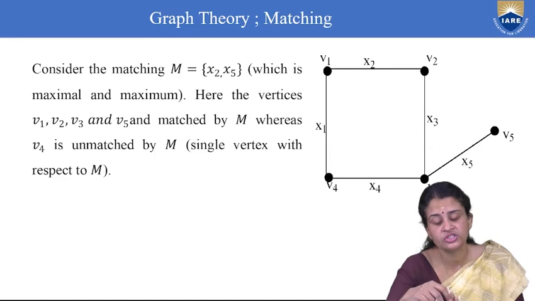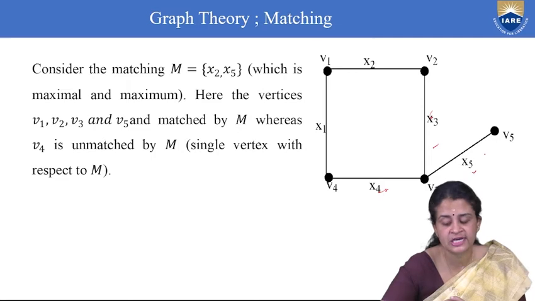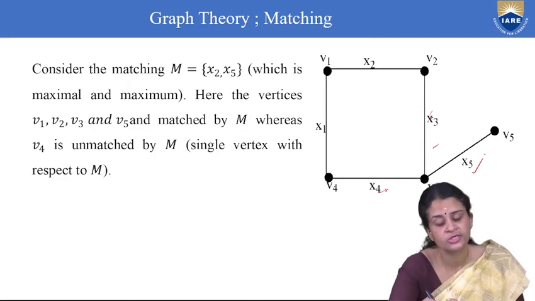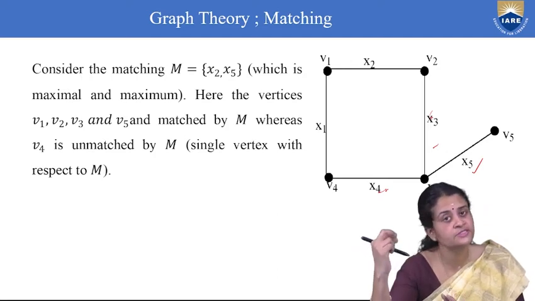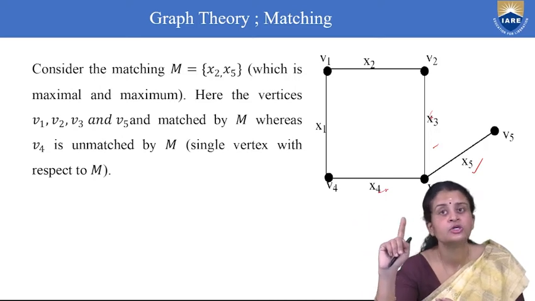And consider another matching. If I am going to take this X5, then which all edges can I take? Can I take this or this? No, because they are adjacent to this. Those X3 and X4 cannot be taken. If I am taking this X5, I have the possibility to take only X2 or X1. So in this case, the matching number of this graph is just 2. This maximal matching is 2.